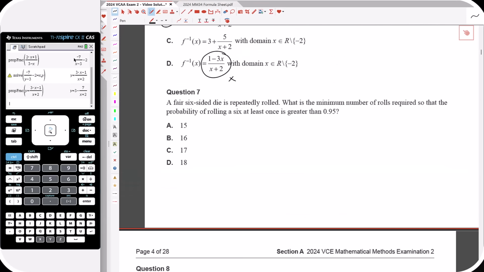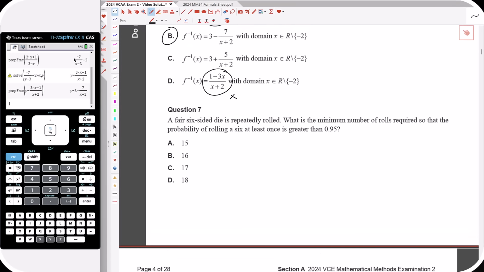Okay, question 7. A fair 6-sided die is repeatedly rolled. What is the minimum number of rolls required? So we're finding n. So the probability of rolling a 6 at least once is greater than 0.95. Okay, so this is a binomial situation. We have trials where the probability of rolling a 6 is the same at every trial. And there are 2 possibilities at each trial. We either roll a 6 or we don't roll a 6.